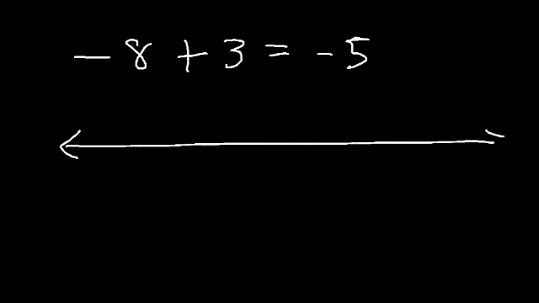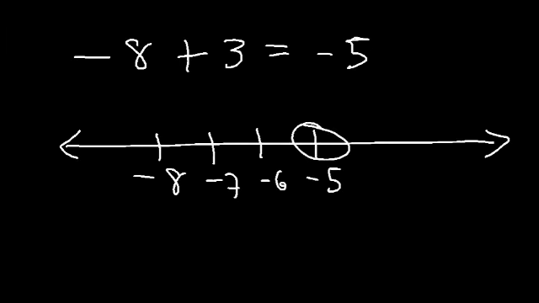So try this one. Negative 8 plus 3. By the way, for these problems, feel free to pause the video, try it yourself, and see if you can get the answer. Negative 8 plus 3 is negative 5. So starting at negative 8, we're adding 3, so we're going to go 3 spaces to the right. 1, 2, 3. So negative 7, negative 6, negative 5. And there it is.